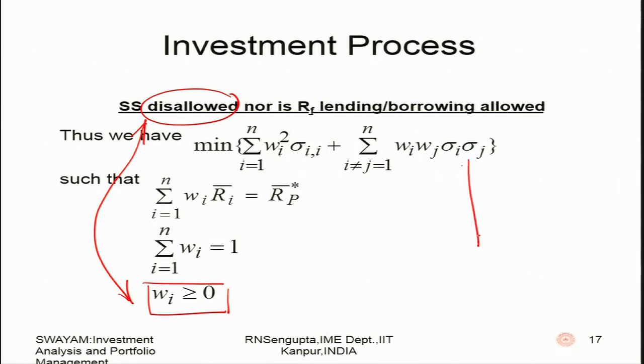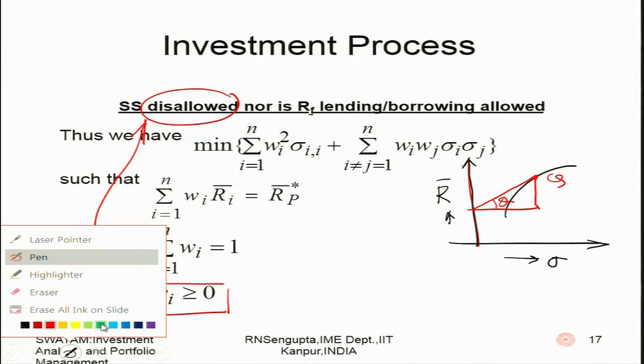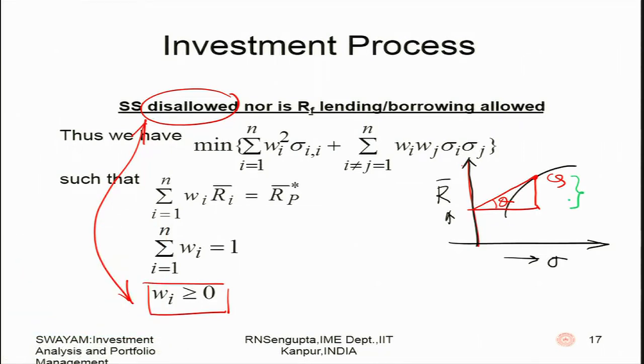I will just draw, I should have changed the color. So, this is the line, this is the curve, this is R, this is sigma, and actually this is the tangent. This is Q, this is sigma. So, if I consider the height, let me use the color. So, this is R bar Q minus R bar F. So, if I expand this, this would basically be the combinations based on which I find that out.